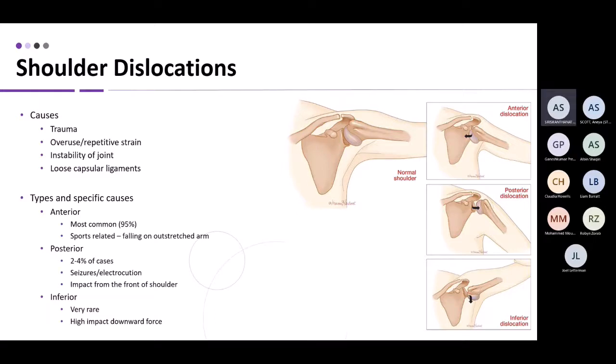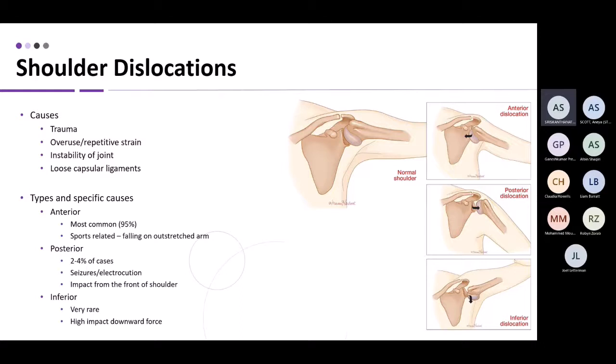Posterior dislocations are similar to sporty scenarios like rugby, for example, where you physically push your shoulder back. This is about 2 to 4% of all shoulder dislocations. It's also related to things like seizures or electric shock, because in these scenarios you have a mechanism which causes the humerus to be displaced backwards.